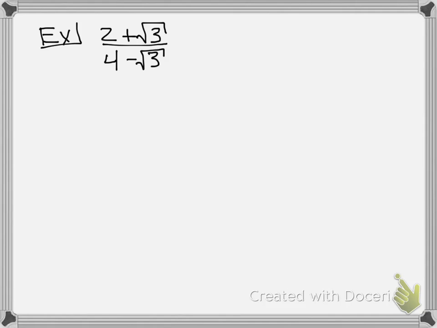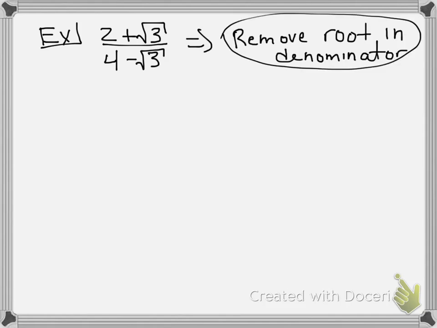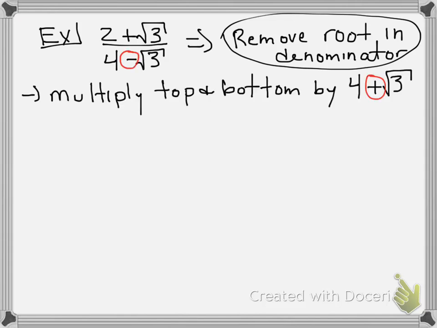We've got 2 plus square root of 3 over 4 minus square root of 3. Okay, so we've already got these square root of 3 terms in their minimal value. What we want to do here is get rid of the root in the denominator. So our general procedure here is going to be to remove this root in the denominator. So how do we do that? Well, it turns out if we multiply the numerator and the denominator both by 4 plus square root of 3, we'll get rid of the root in the denominator here.